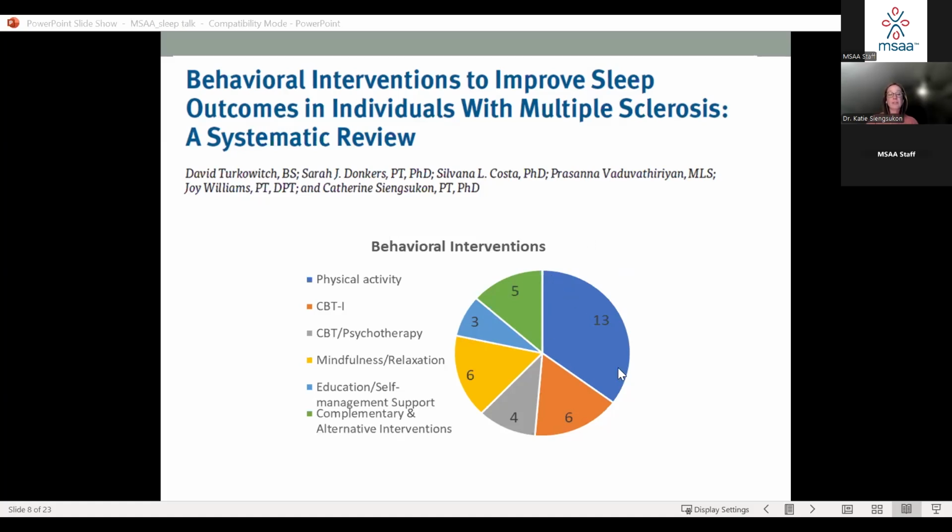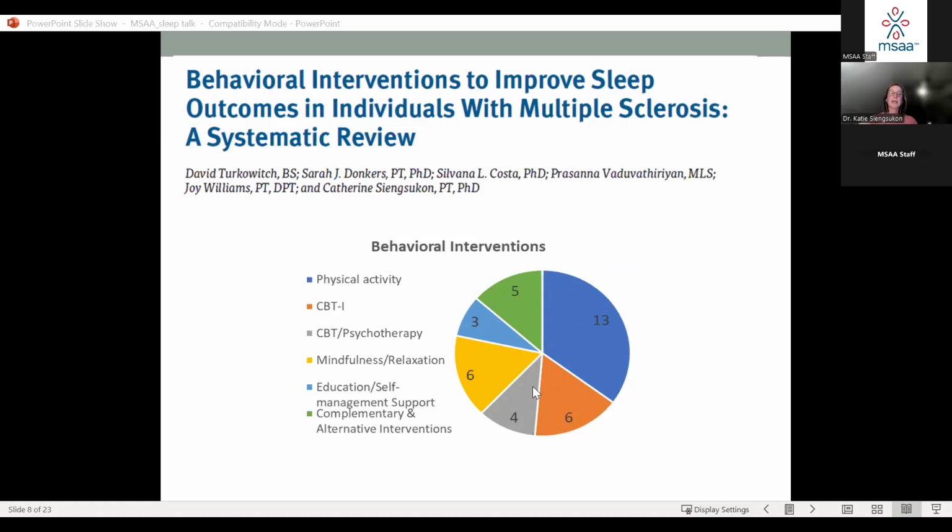And so there were 13 studies, but the largest number looked at physical activity. 6 studies looked at cognitive behavioral therapy for insomnia. 4 of those are our studies. And then 4 studies used cognitive behavioral therapy.